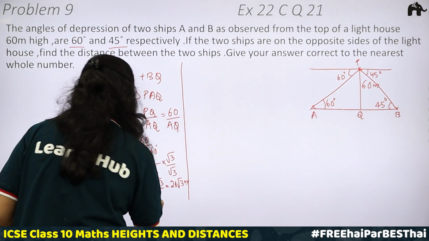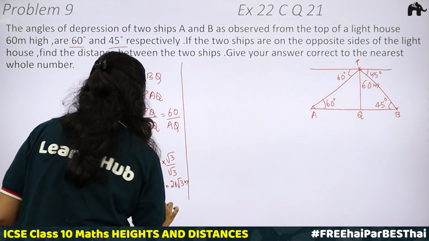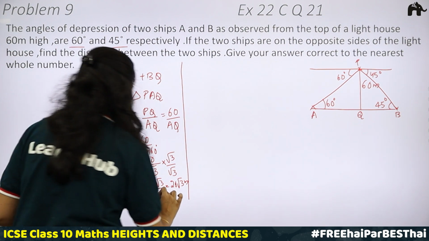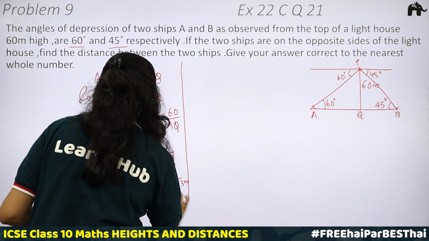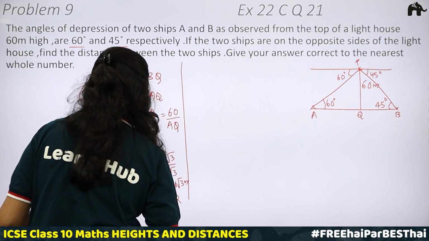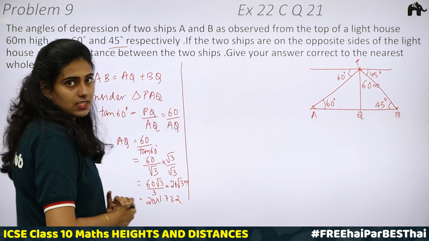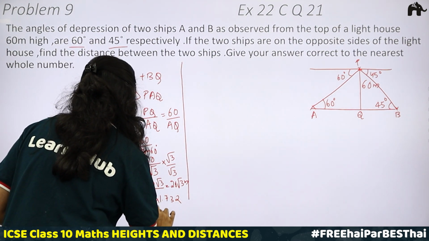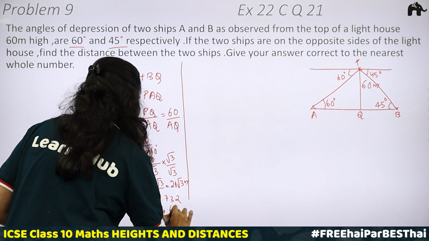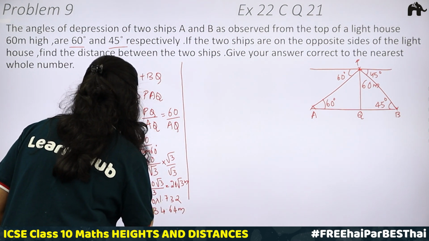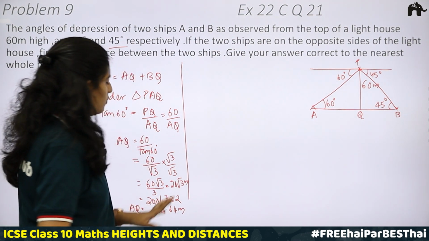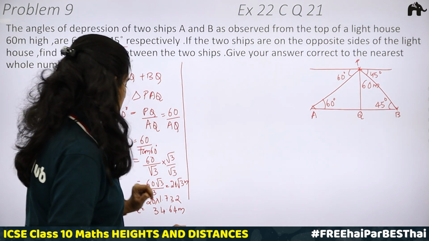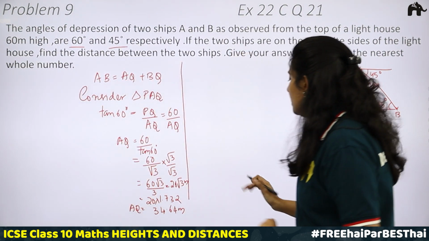To get the exact value, 20 into, what is the value of root 3? Root 3 is 1.732. 20 into 1.732, you will be getting 34.64 meters. AQ is equal to 34.64 meters. We'll find BQ.